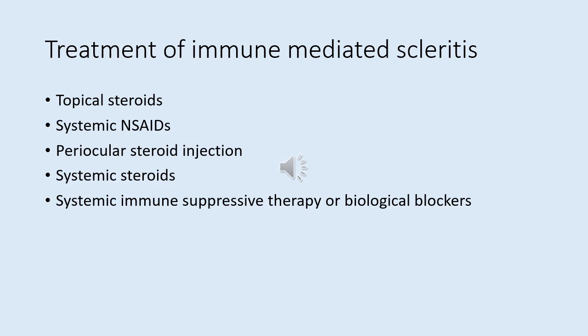This is very important: periocular steroid injection is contraindicated in the necrotizing type of scleritis. Systemic steroids like prednisolone are used when non-steroidal anti-inflammatory drugs are inappropriate or inadequate, like in necrotizing disease. IV methylprednisolone may be used for emergent cases. Immunosuppressive therapy and biological agents should be considered if control is incomplete with steroids alone.